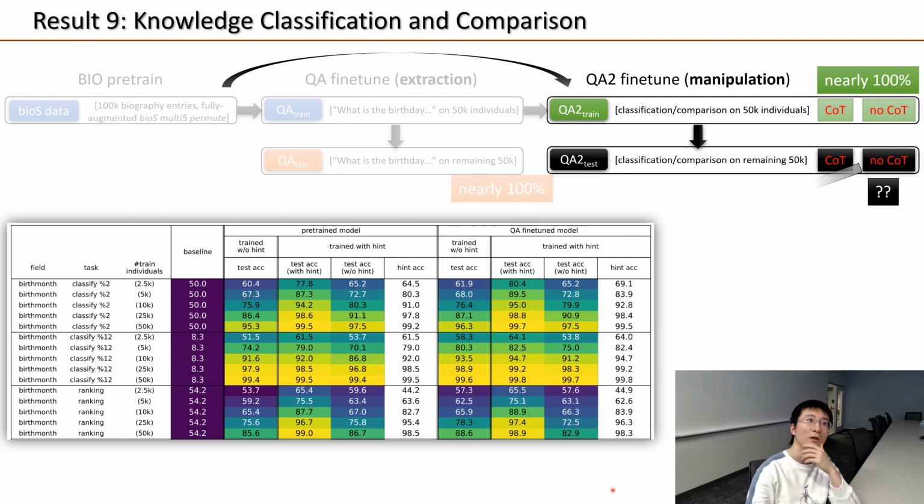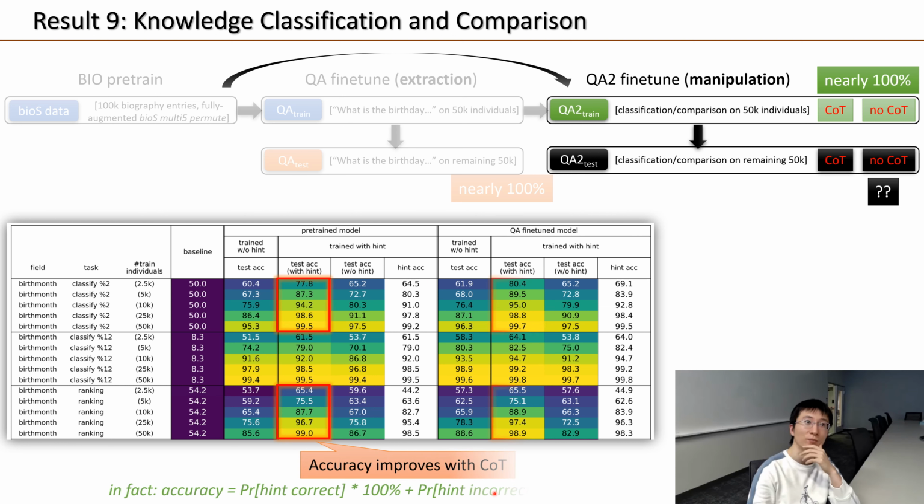That's the first thing. The second thing is that if you look at the model's test performance with or without chain of thought, then you can see two very different results. With chain of thought, the accuracy greatly improves. And it's improved to a level where the test accuracy is, in some sense, precisely equal to the accuracy of whether or not the hint has been correctly generated.